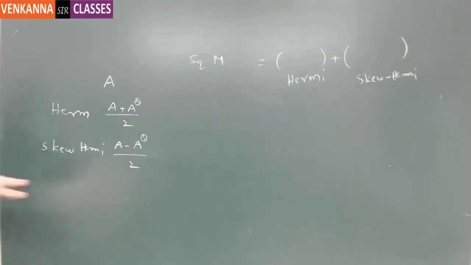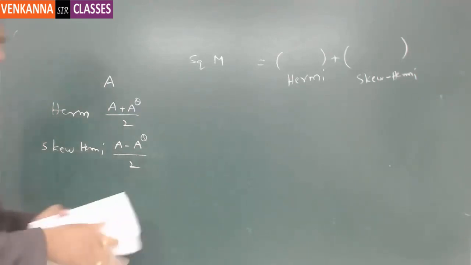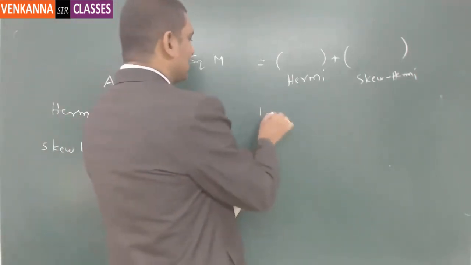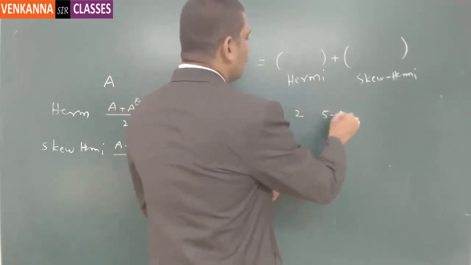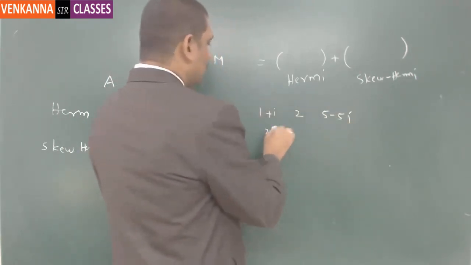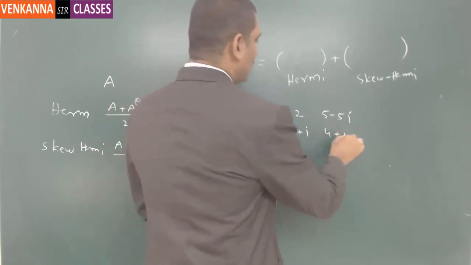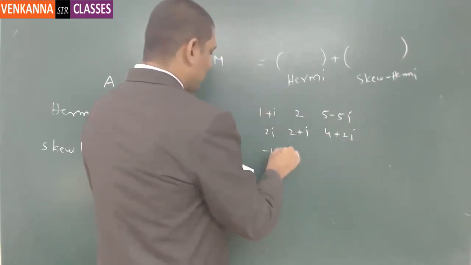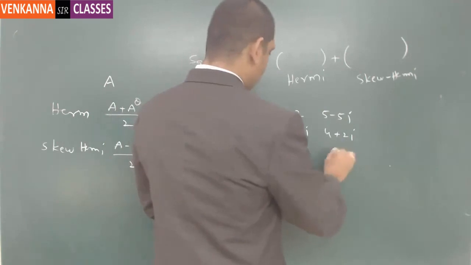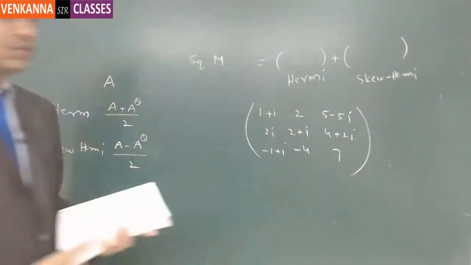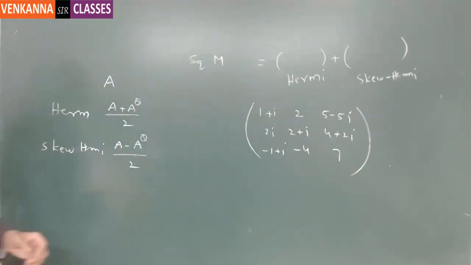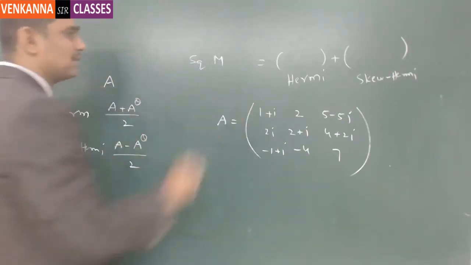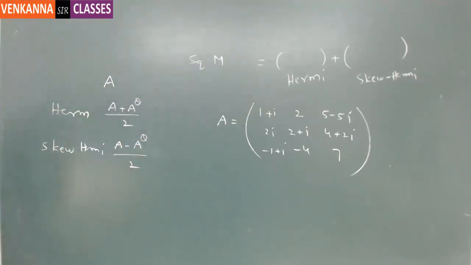Now you can take a small assignment on it. I will leave it for you. Take the matrix as 1 plus i, 2, 5 minus 5i; 2i, 2 plus i, 4 plus 2i; minus 1 plus i, minus 4, 7. Take this matrix as A and represent it as the sum of a Hermitian and a skew-Hermitian matrix. Take it as practice.